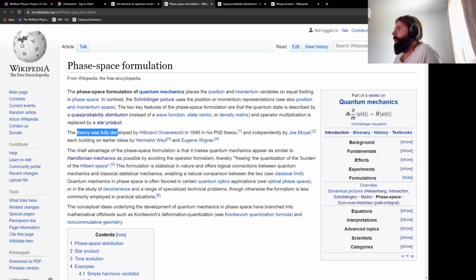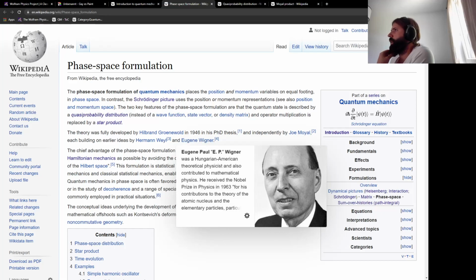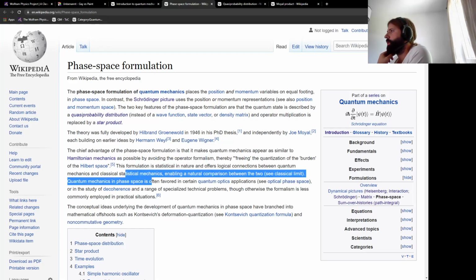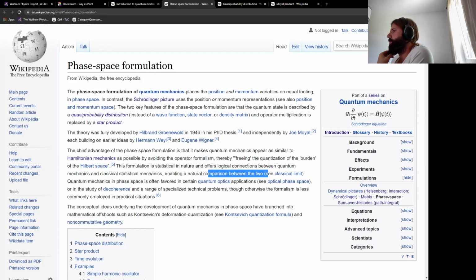The theory was fully developed by Hilbrand Groenewold, and independently by Joe Moyal. Oh yeah, that's why the Wigner equation thing comes in, right? That's what's, I think, then used for the CVQC. The chief advantage of the phase space formulation is that it makes quantum mechanics appear as similar to Hamiltonian mechanics as possible by avoiding the operator formalism, thereby freeing the quantization of the burden of the Hilbert space. This formulation is statistical in nature and offers logical connections between quantum mechanics and classical statistical mechanics, enabling a natural comparison between the two.